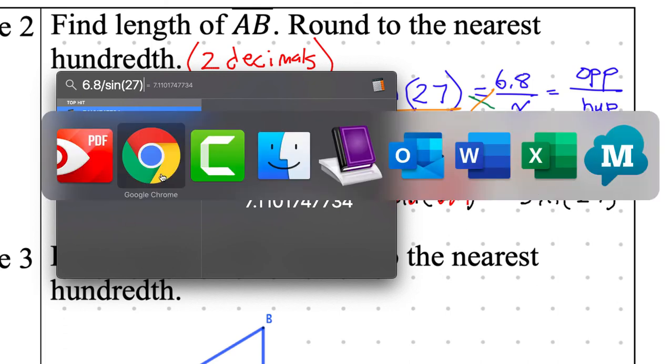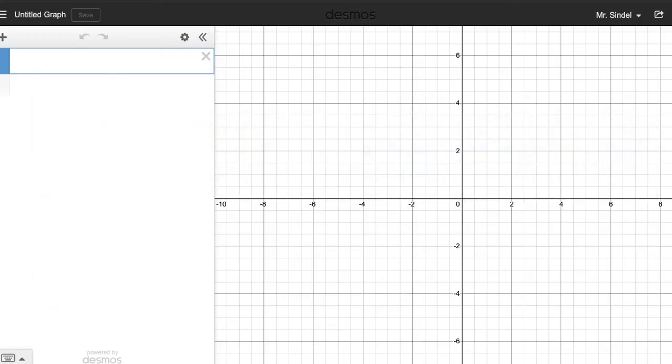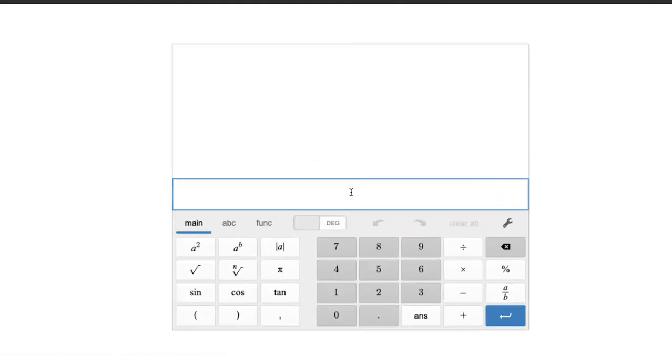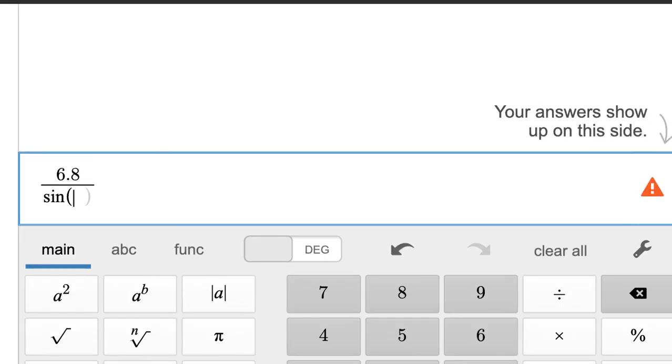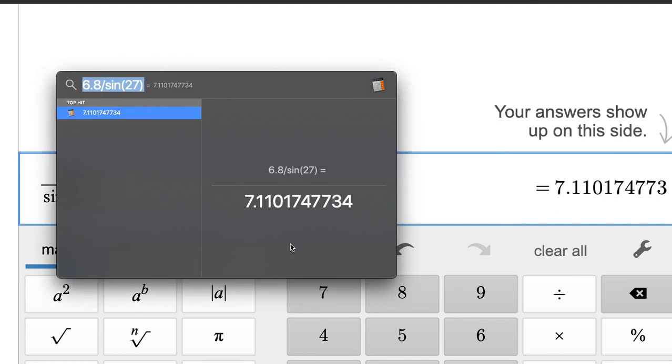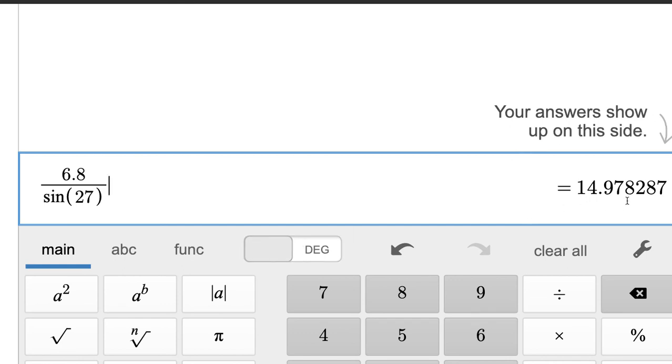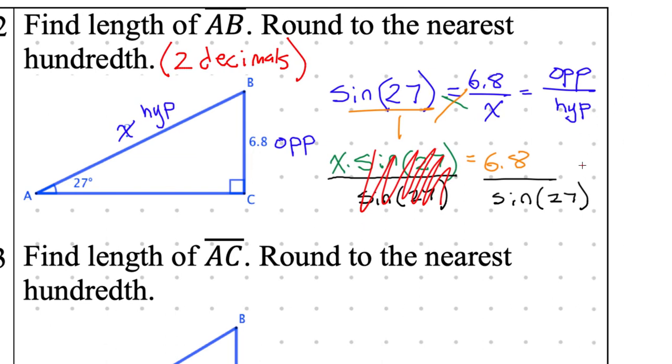If I come back here, I don't want a graphing calculator. I want the normal calculator. There we go. So if I have 6.8 divided by sine of 27, I get 14.78. Oh, or 14.97. I can't read. Notice that right now I'm in degrees. I can switch it to radians, and I would get the same exact answer that I had back here, 7.11017. But our answer should be in degrees, so our actual answer should be 14.98. So this is equal to 14.98.